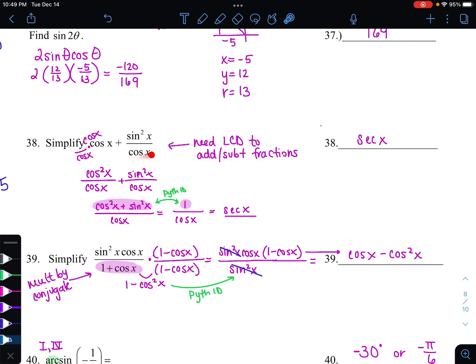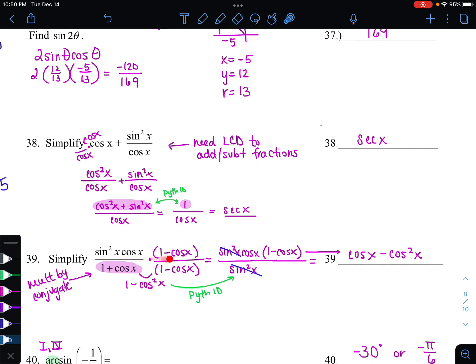If we're adding with a fraction, we need a common denominator. So multiply top and bottom of this term by a fancy number 1, so that we get our denominator of cosine. And then since they both have the same denominator, you can combine them into one fraction, apply your identity. This is our Pythagorean identity to get our final answer. Number 39, we use the strategy of multiplying by the conjugate. When you multiply by the conjugate, remember that's kind of the form a plus b, a minus b, which leaves you with a squared minus b squared. Those should cancel out nicely, allow you to use a Pythagorean identity.